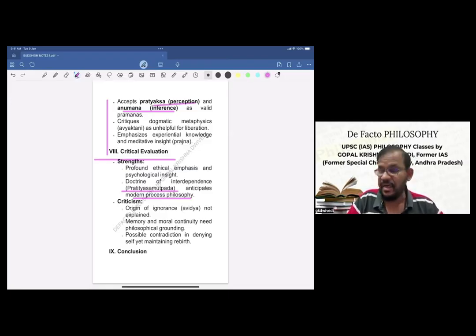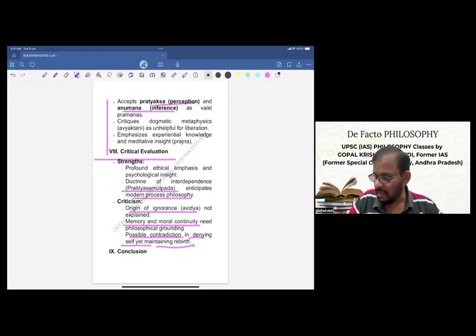Now, what are its criticisms? The origin of ignorance is not explained. How avidya, or ignorance, originates is not explained. Memory and moral continuity need philosophical grounding. This is again a very weak point, because they don't have a permanent self. So memory and moral continuity are both debatable as far as Buddhism is concerned, because they say there is a stream of consciousness and no permanent substance. Then the third point is the possible contradiction in denying self yet maintaining rebirth. On the one hand, they deny self, and still they maintain rebirth. So this is again a contradictory thing in Buddhism.